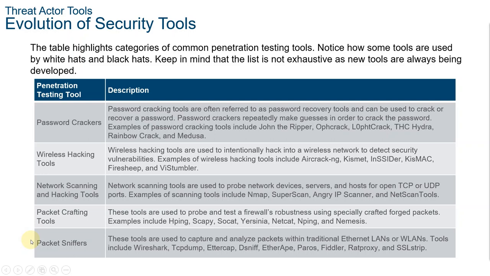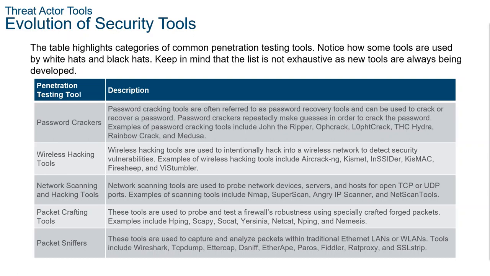You also have the packet sniffers. These tools are used to capture and analyze packets within traditional Ethernet LANs or wireless LANs. Tools include Wireshark, tcpdump, Ettercap, dsniff, EtherApe, Paros, Fiddler, Ratproxy, and SSLstrip.